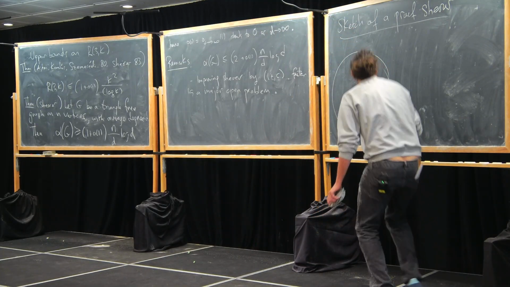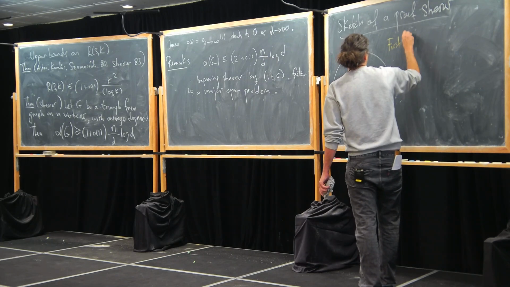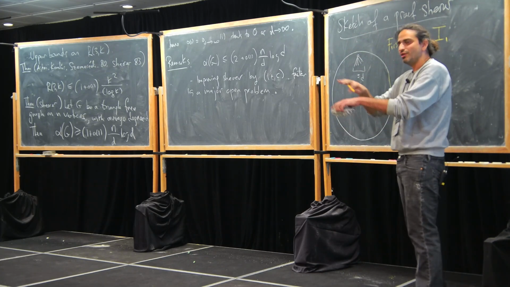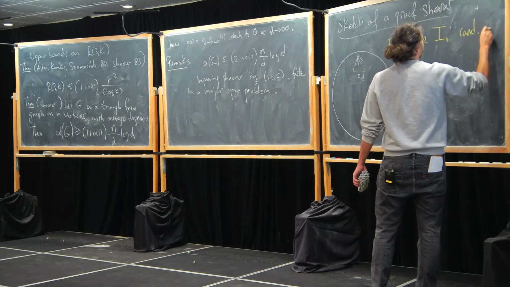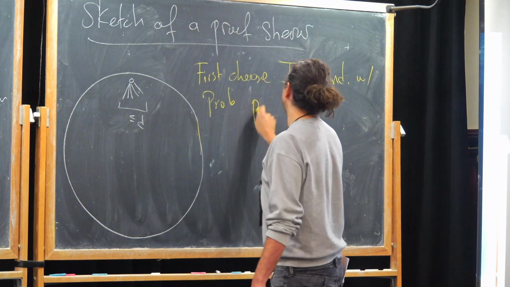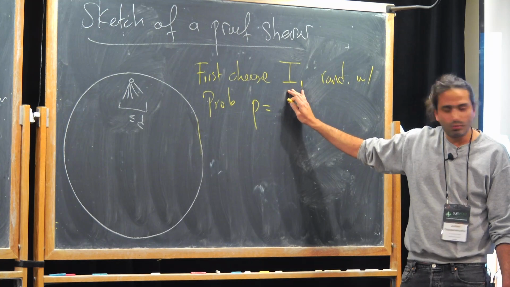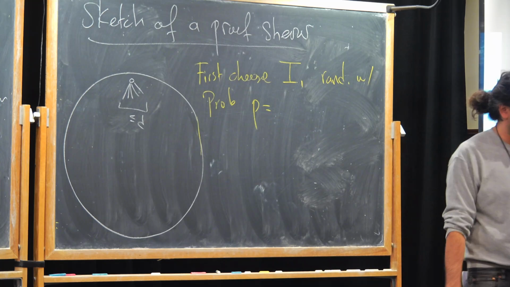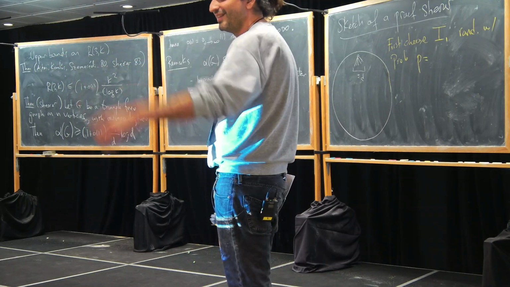Maybe I'll use a different color. What I'd like to do is first choose some set I1 randomly with some probability P. I want this to be an independent set. When is this going to be roughly an independent set? Actually, does anyone have a guess? For what P? Just roughly an independent set. Someone in the 5th row, maybe? Not Oliver.